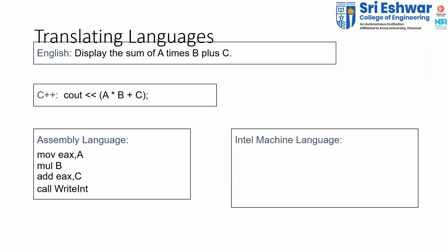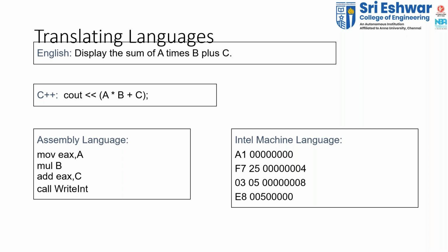And next comes Intel machine language. Machine language is nothing but zeros and ones, a0, a1, a3, any number. It is represented in hexadecimal values. This is Intel machine language.